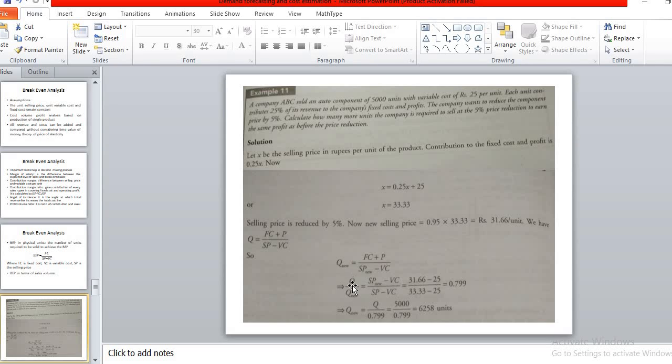And now the previous quantity we know is 5,000 units. So putting 5,000 units here, we will get the new quantity as 6,258 units. So with this same formula, we can find out how much quantity we can increase by reducing the price of the original product by 5%.